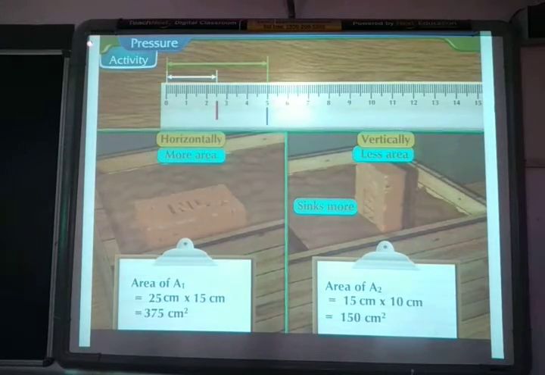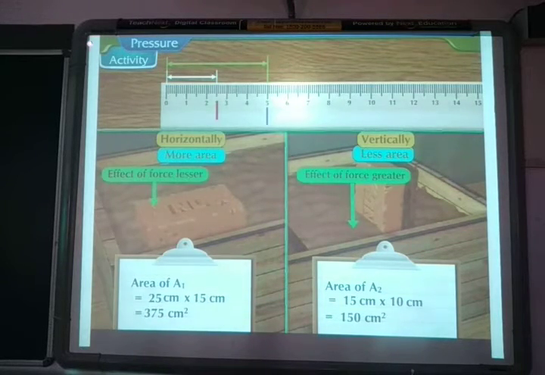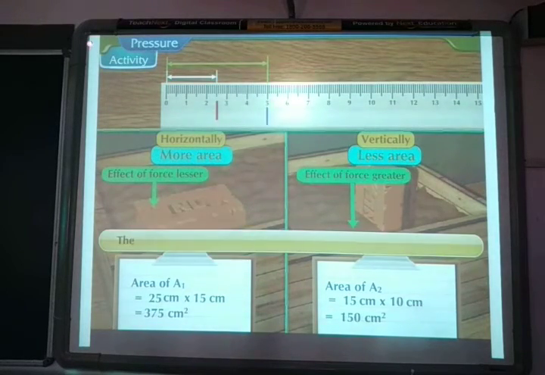We can thus infer that the effect of force produced on an object depends on the surface area of the object on which the force is acting. Greater the surface area, lesser is the effect produced by the force.